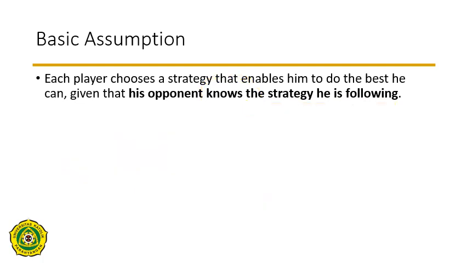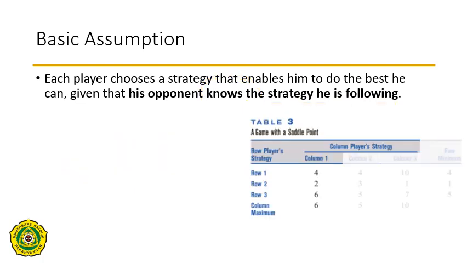Now let's talk about the side of the column player. If we are the column player, and the row player, our opponent, knows the strategy that we are going to play, in this case the first strategy, then the row player will pick the one that maximizes the reward for the row player, right? Because remember, these values are always the reward for the row player.